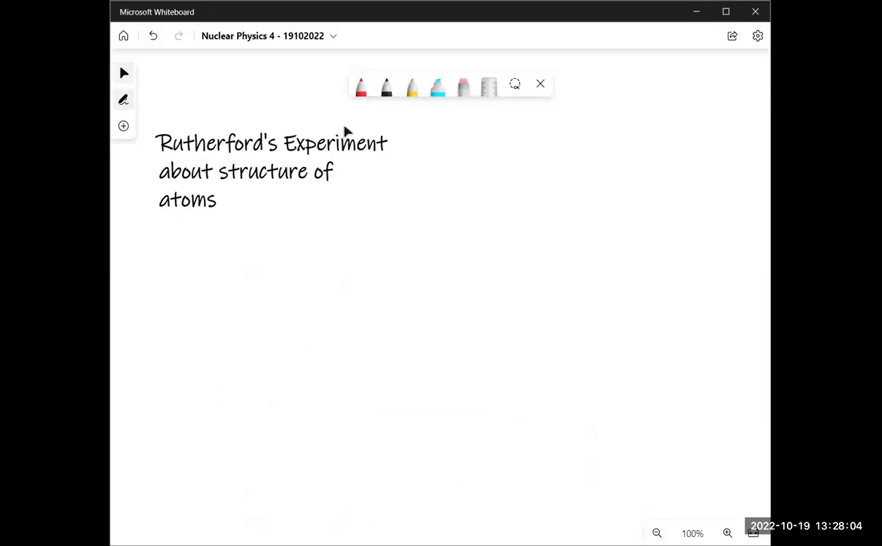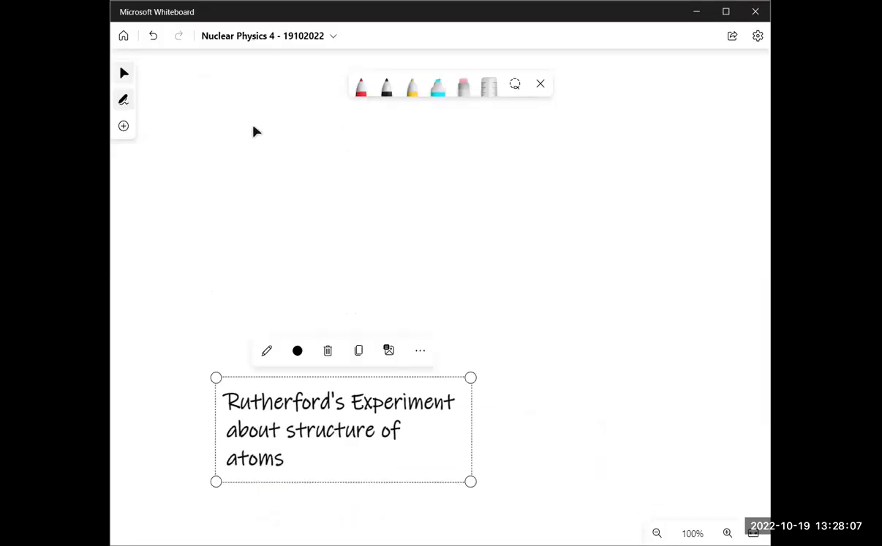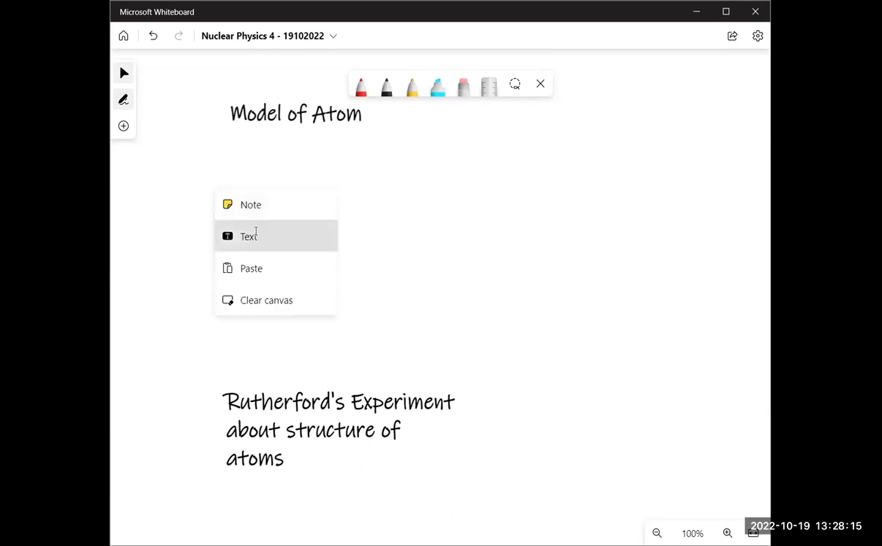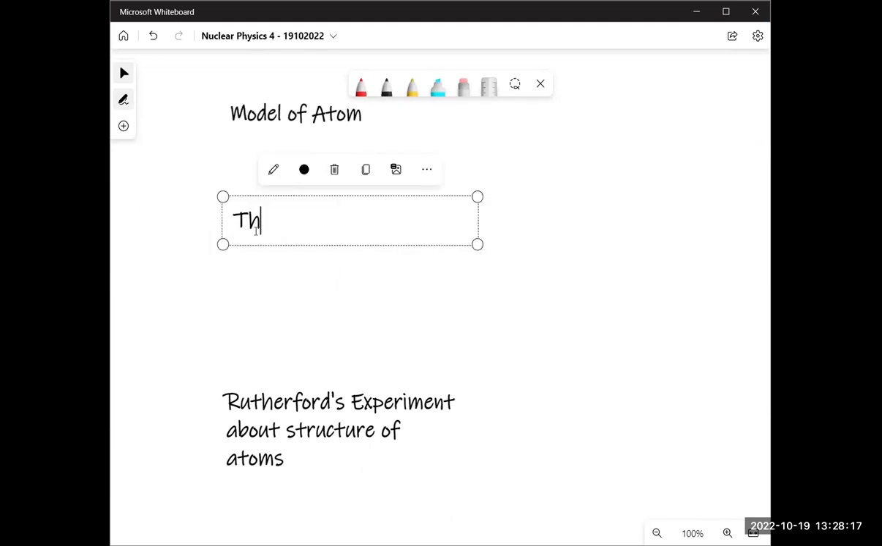All right, so what he's saying is, first, before we look at Rutherford, we're looking at the structure or model of atom. Now, the first model we are seeing is Thomson, J.J. Thomson. Plum pudding model. Now, why do we call it plum pudding? We'll look at that in a second.